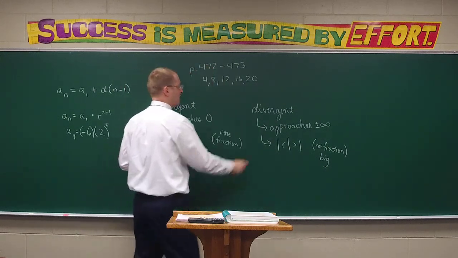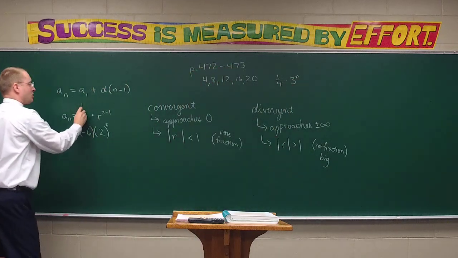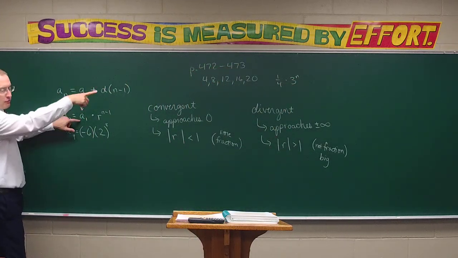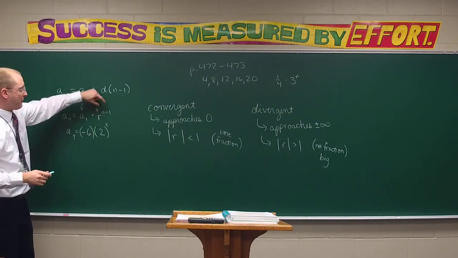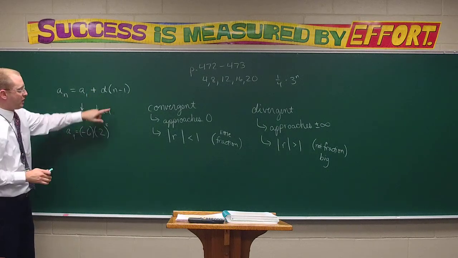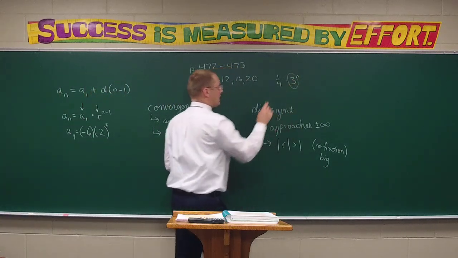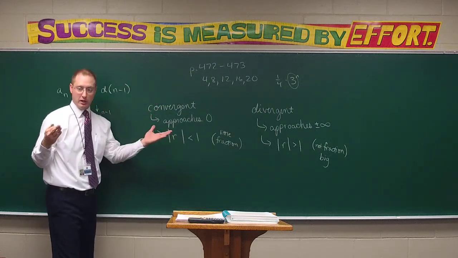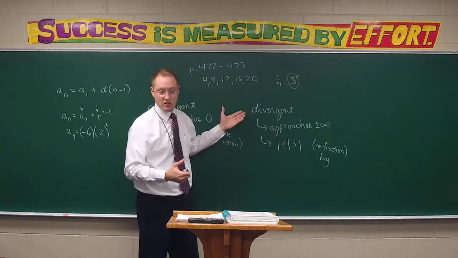So we could write it as a fourth times 3 to the n. Well, that means the a sub 1 must be a fourth, and the 3 must be the common ratio, but instead of n minus 1, that particular sequence has just an n. The common ratio then is 3. Is 3 bigger than 1 or smaller than 1, class? Bigger than 1. So we've got a big common ratio, so hence it is divergent.